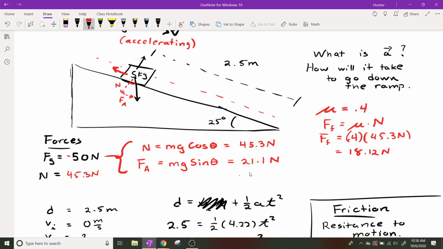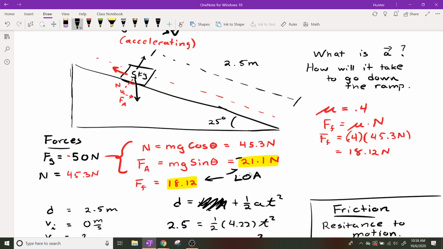So if we put in this force of friction, this is going to slow down the object a lot because now we have three forces. We have the normal force, we have the applied force, and we also have this force of friction, which is equal to 18.12. Okay, these two forces, the 21.1 and the 18.12, both of these are in the line of action, which I'm going to write LOA for line of action. Since one of them is going down and the other is going up, they're going to subtract away from each other.